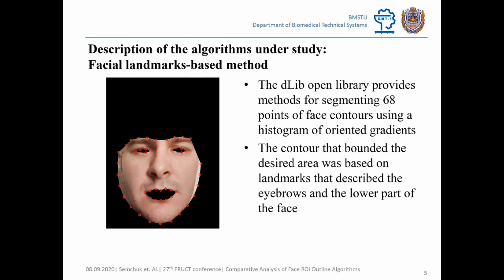The contour that bounded the desired area was based on landmarks that described the eyebrows and the lower part of the face. The eyes and lips that fall inside this contour were blackened before calculating the VPG signal. The image on the slide shows an example of how this algorithm performs.